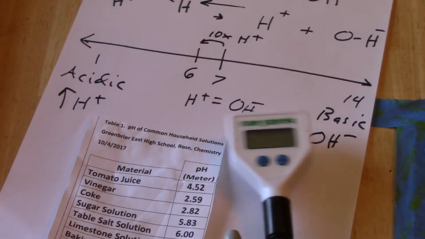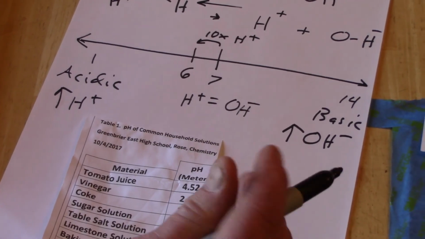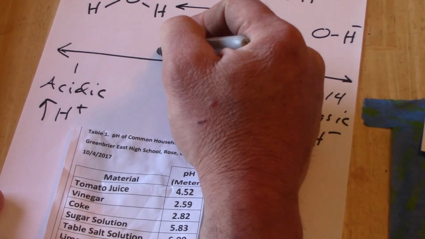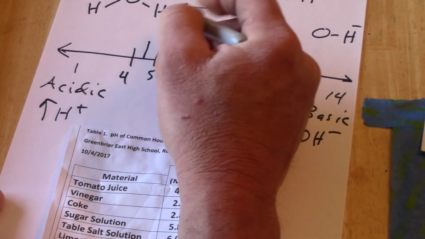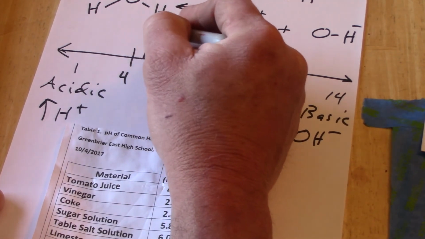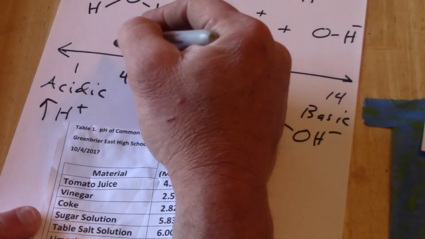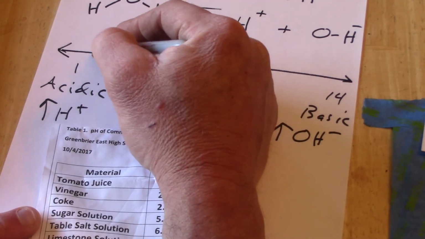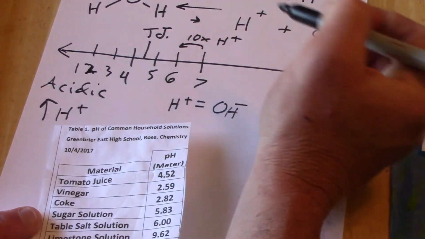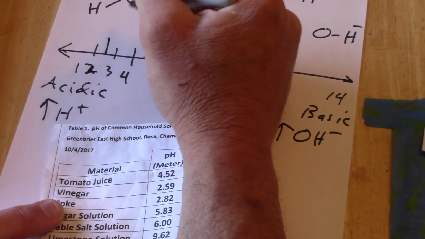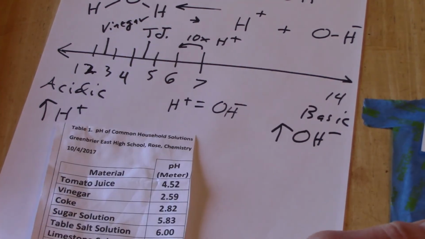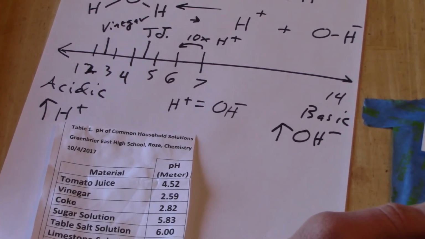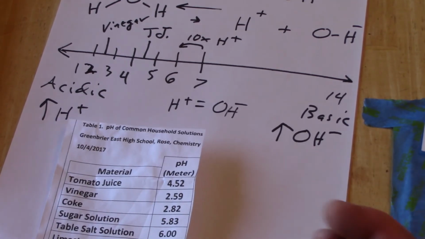So tomato juice is about a 4.52. Right here. Vinegar is about a 2.59. So it's very acidic. Vinegar is acidic enough to where most things can't live in it. That's why it's used to preserve food, because it will kill bacteria.